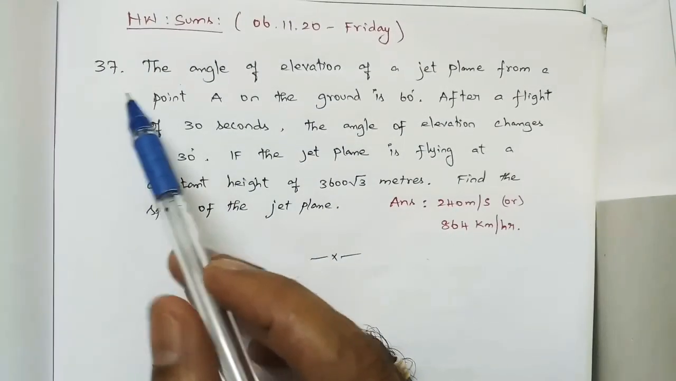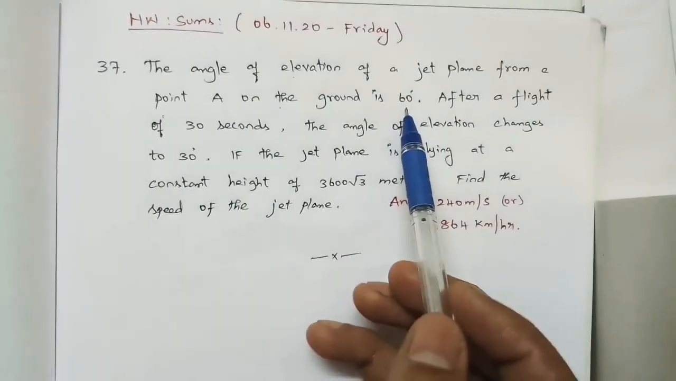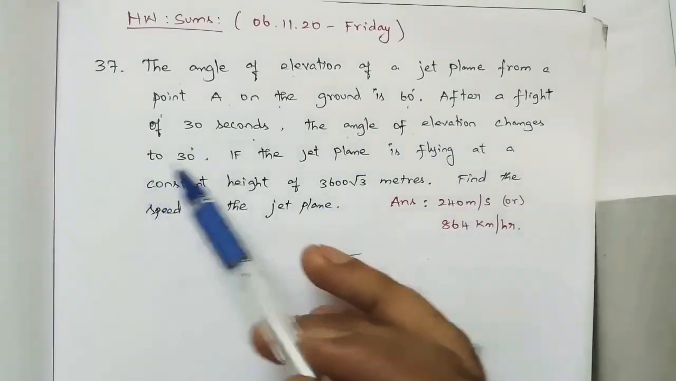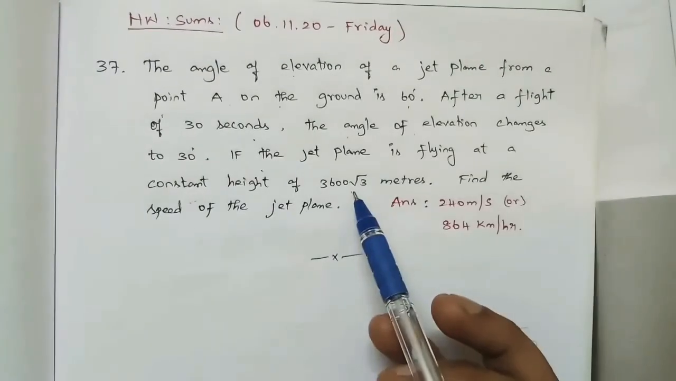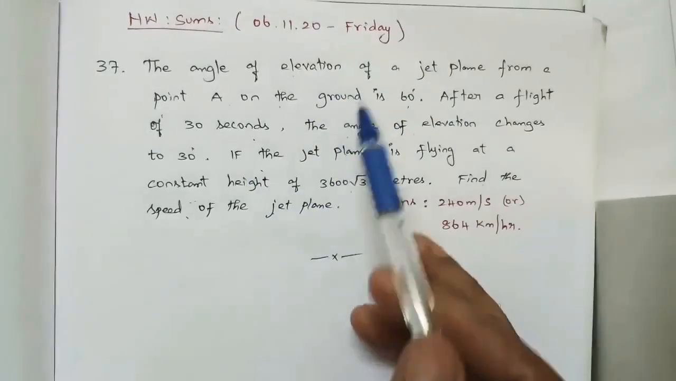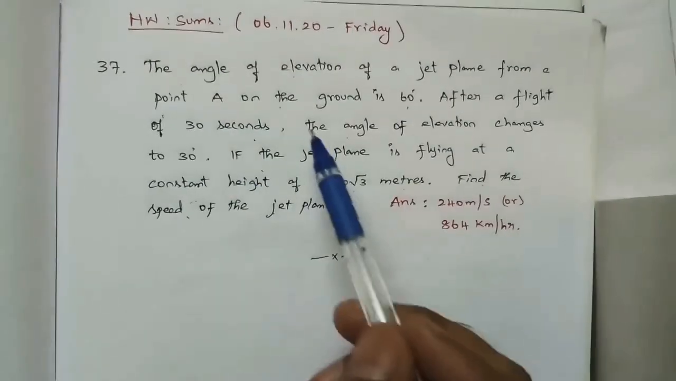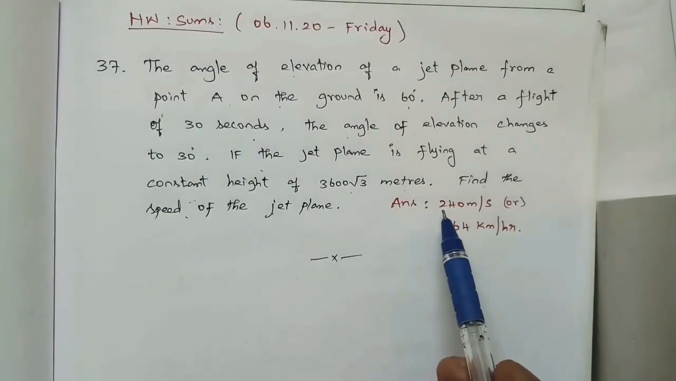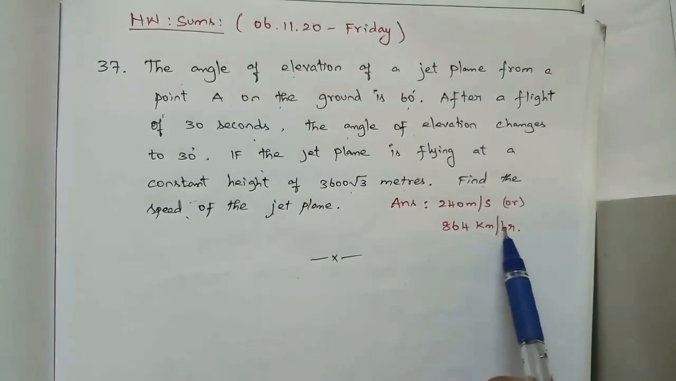Number 37: the angle of elevation of a jet plane from a point A on the ground is 60 degree. After a flight of 30 seconds, the angle of elevation changes to 30 degree. If the jet plane is flying at a constant height of 3600 into root 3 meter, find the speed of the jet plane. Based on that, we have to draw the diagram, and they have given the time, and we want to find the distance. With the help of distance and time, we can find the speed. The answer is 240 meter per second or 864 kilometer per hour, right?